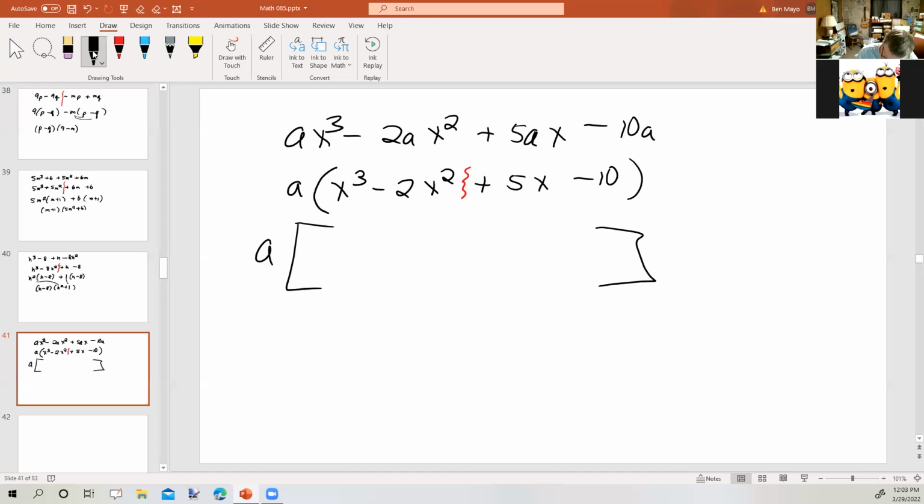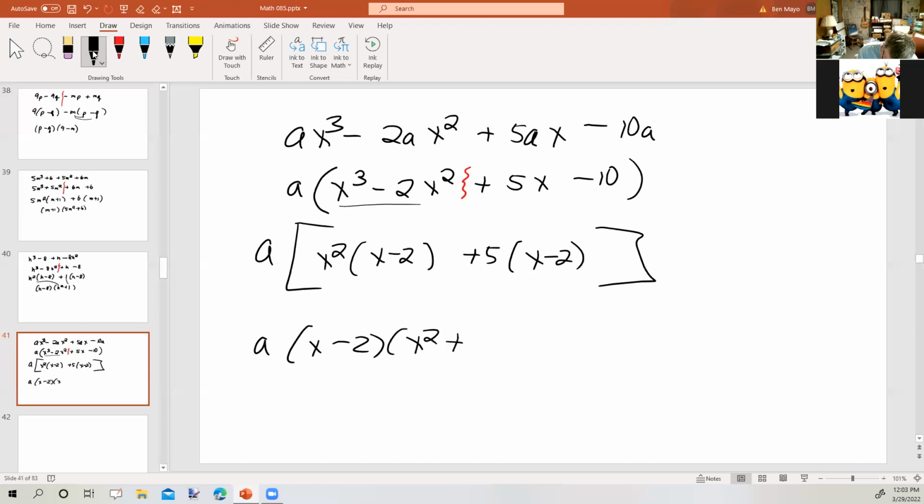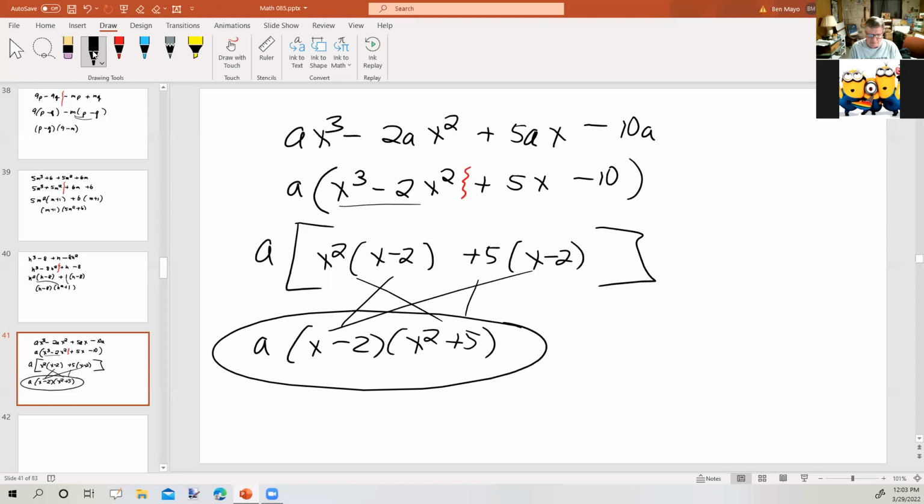The greatest common factor of this would be x squared. So I've got x minus 2. Notice I'm going to use parentheses inside, and that's why I switched to brackets on the outside. And then over here, x minus 2 and a plus 5 outside. Okay, so that was factoring by grouping. And then a times x minus 2 times x squared plus 5. Again, that comes out and that comes out. So there's your final answer.